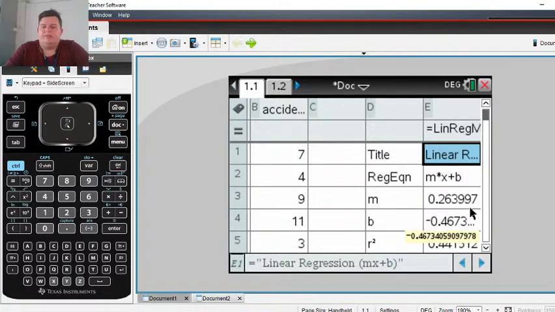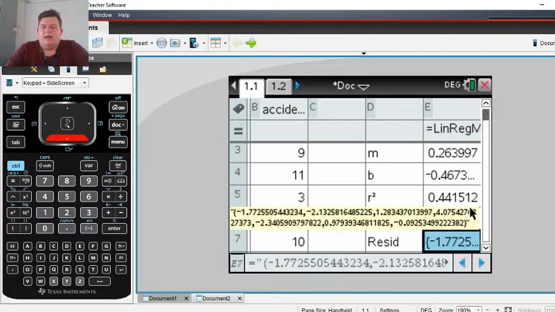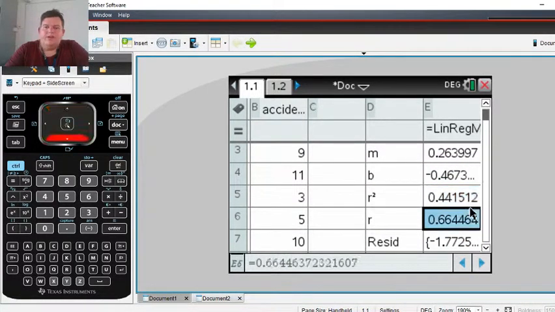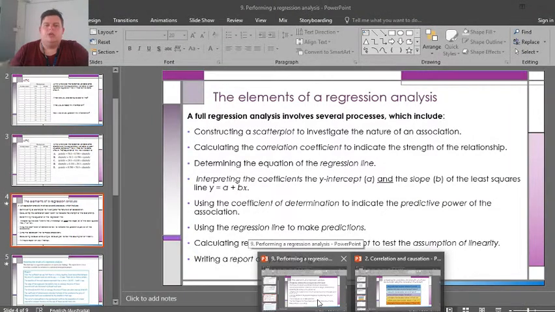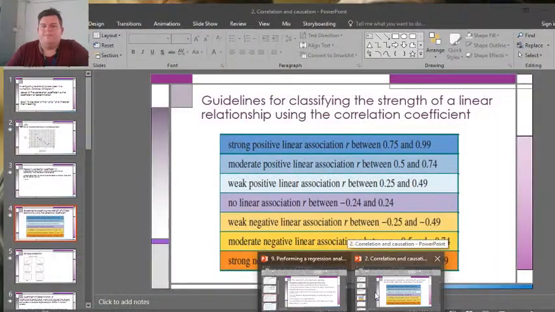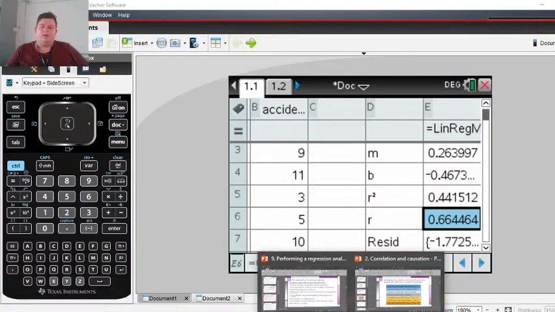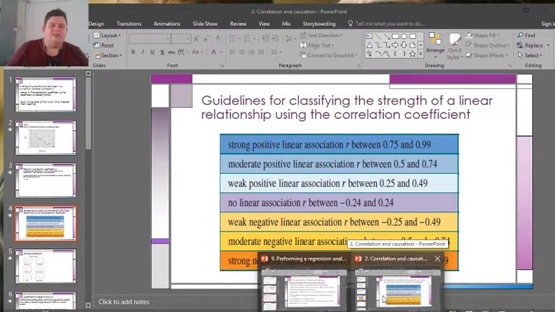Okay, and this gives us our regression line, our coefficient of determination, and our correlation coefficient. Okay, so 0.66. So our PowerPoint asks us to calculate the correlation coefficient and indicate the strength of the relationship, which is why I have this here. And we have 0.66, which is a moderate positive linear association. Okay, so 0.66 fits into the second category down.